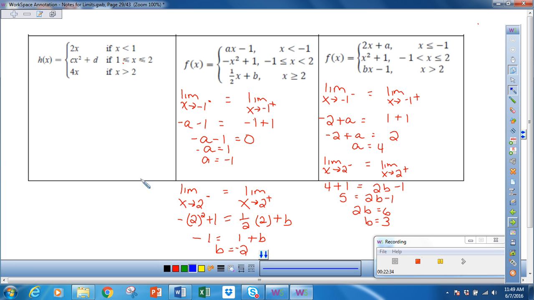Okay, here are the solutions. I got a is -1, b is -2, and I got a is 4, and b is 3.